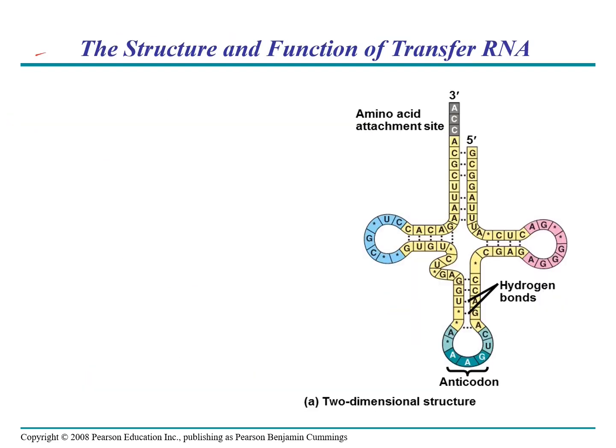Now I'm going to talk about the structure and the function of the transfer RNA. To do that, I'm going to use this two-dimensional structure. Just to remember, here is the region where the amino acid is going to attach, and here you can find the anticodon.